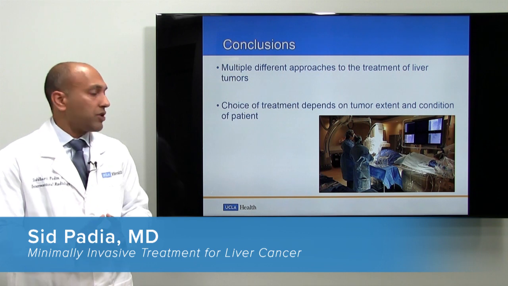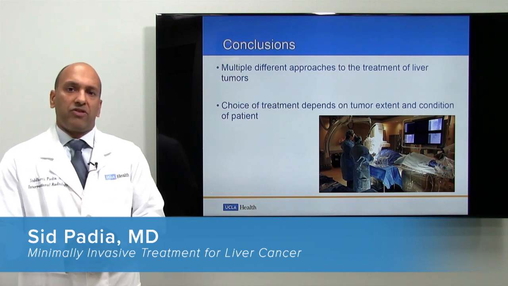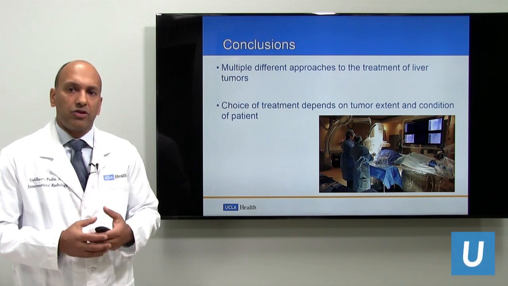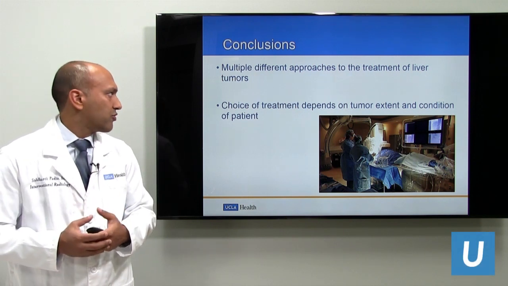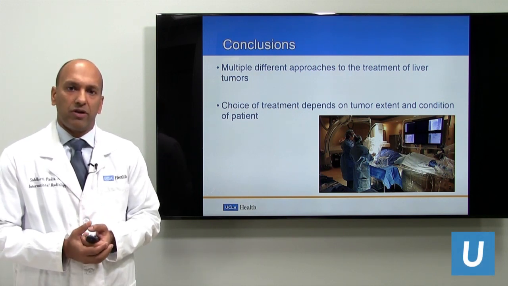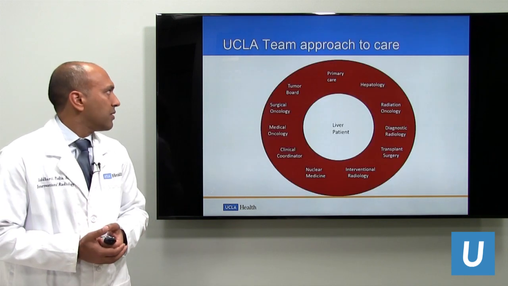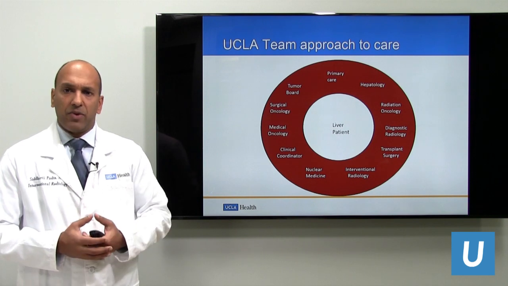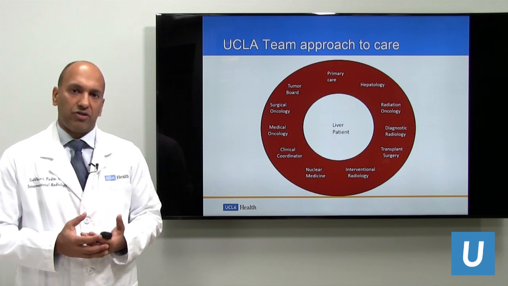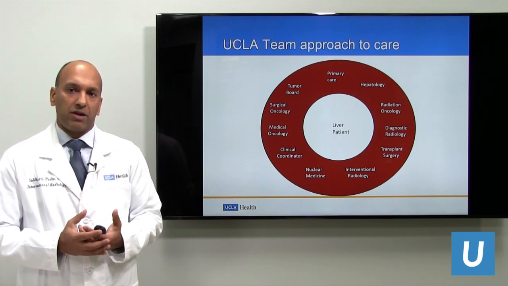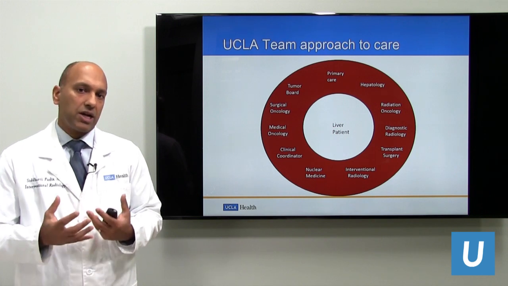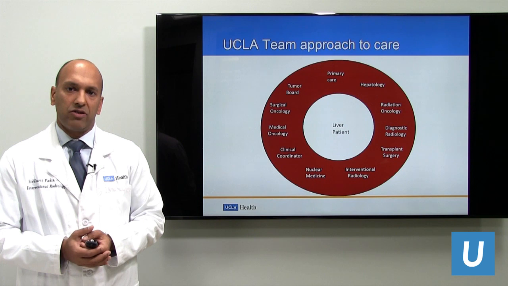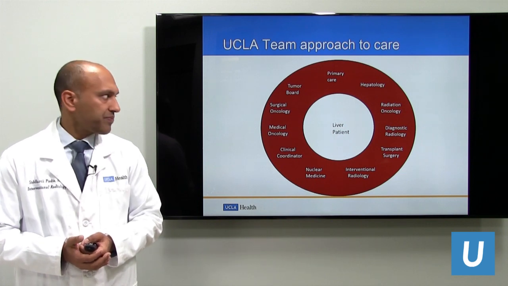Now, in conclusion, there are multiple different approaches to the patient with liver cancer. The choice of treatment really depends on their tumor size and distribution, as well as the preference of the patient who is undergoing these procedures. This, keep in mind, at UCLA requires a multidisciplinary team. We have absolutely fantastic transplant surgeons, surgical oncologists, medical oncologists, hepatologists, and we come together as a team to come up with the best consensus treatment options for each individual undergoing treatment.